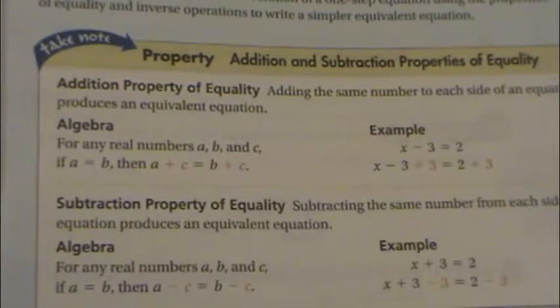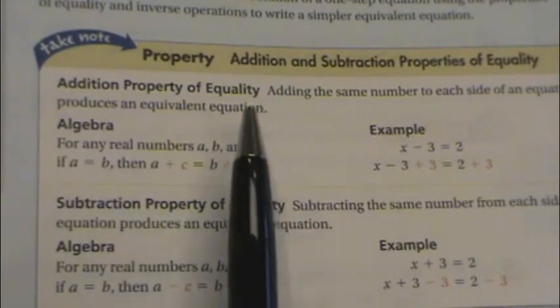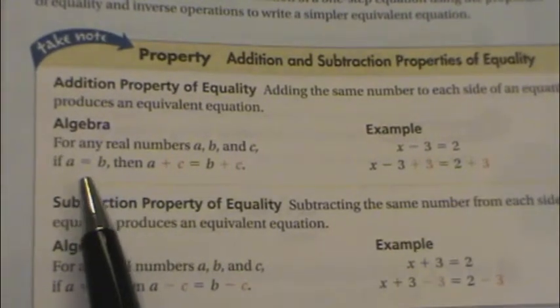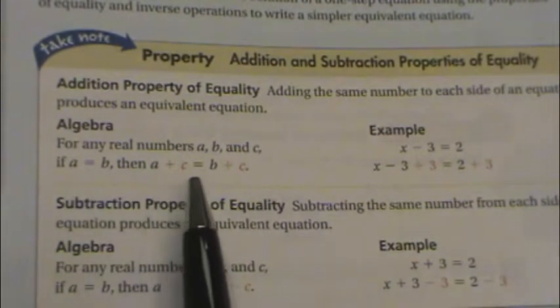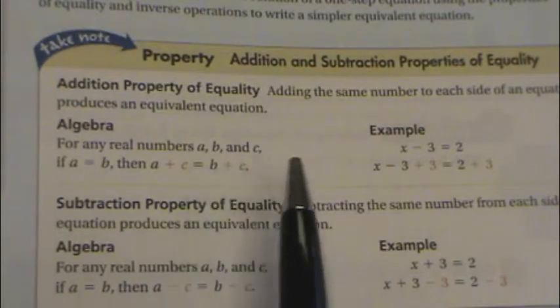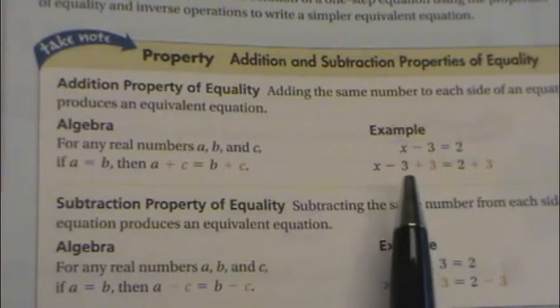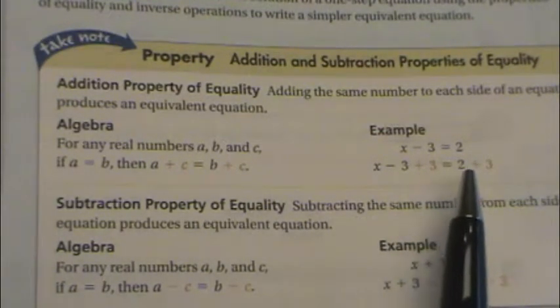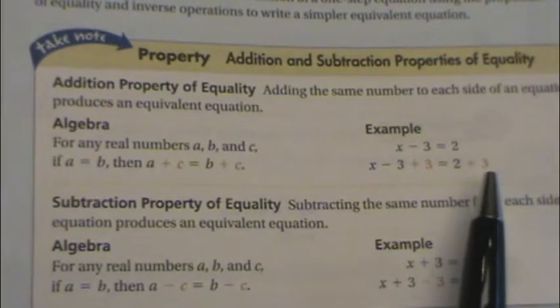I am on page 81. They are giving you some brief examples of the property of equality as it refers to addition. Here's the fancy math rule. For any real numbers, a, b, and c, if a equals b, then a plus c equals b plus c, which makes me want to yawn. And then they give you an example over here. If x minus 3 equals 2, then x minus 3 plus 3 equals 2 plus 3. I wonder why they did that.